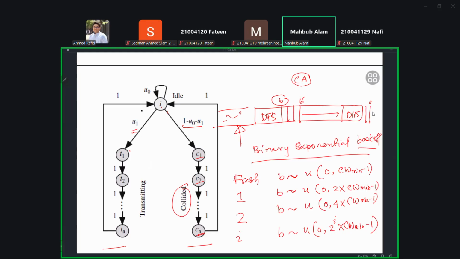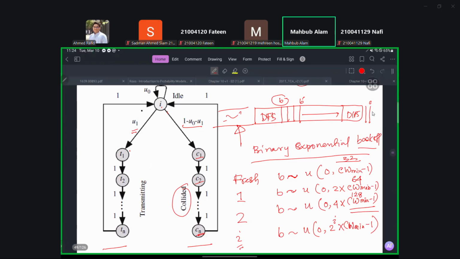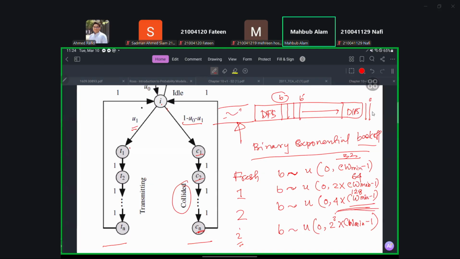So the collision avoidance in the binary exponential backoff mechanism is that each time a station experiences a collision, the backoff window size is doubled. We start with the backoff window size, say 32. Then after one collision, it becomes 32 times 2, which is 64. That means from 0 to 63. Then after the second collision, when it attempts the retransmission, the backoff value is chosen from 0 to 128. And in case of the ith retransmission, the backoff value is chosen from 2 to the power i times CWmin. So every time a collision occurs, the backoff counter value is chosen from a doubled window.